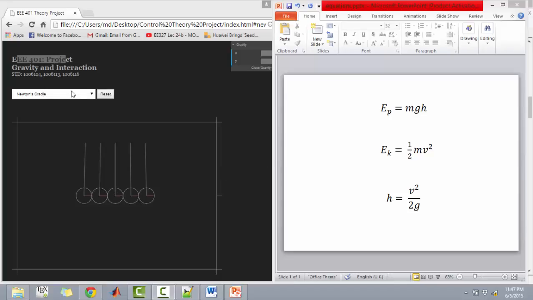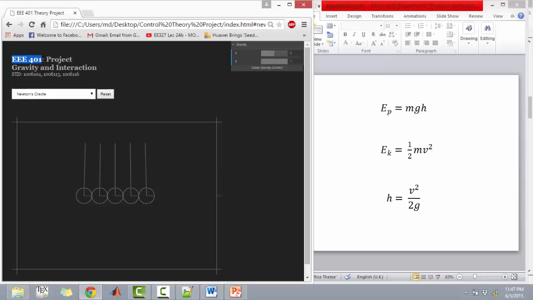Hello everyone, this is our project for course EEE 401. Our project name is Gravity and Interaction. As a part of this project, we have done 3 sub-projects. First one is Newton's cradle.